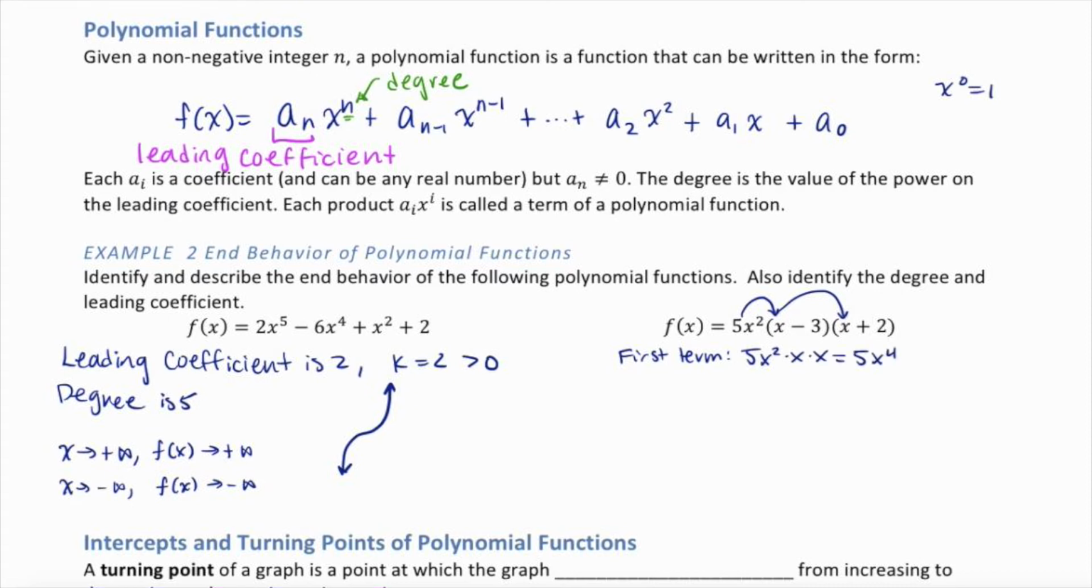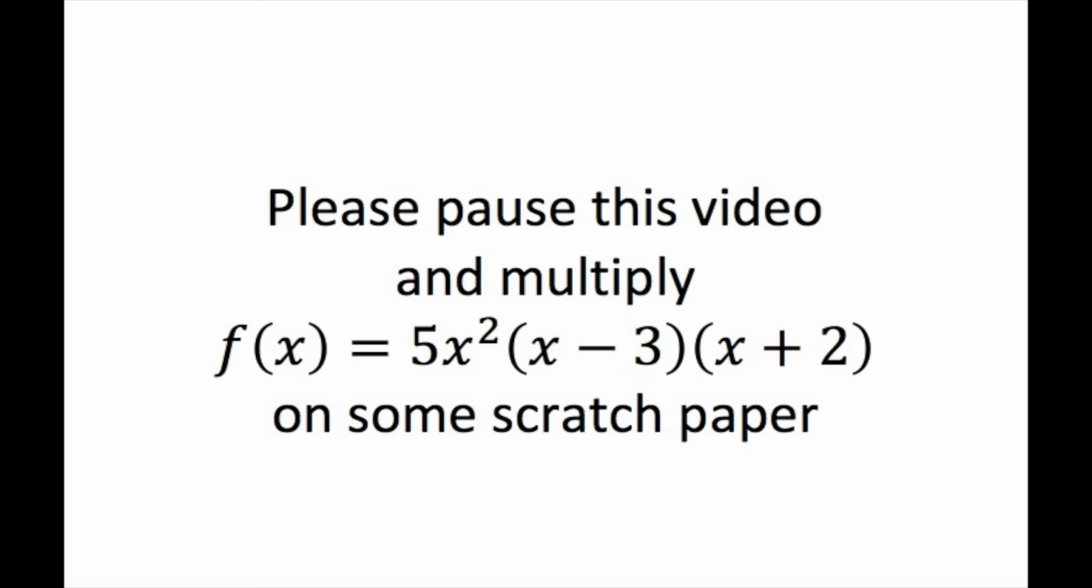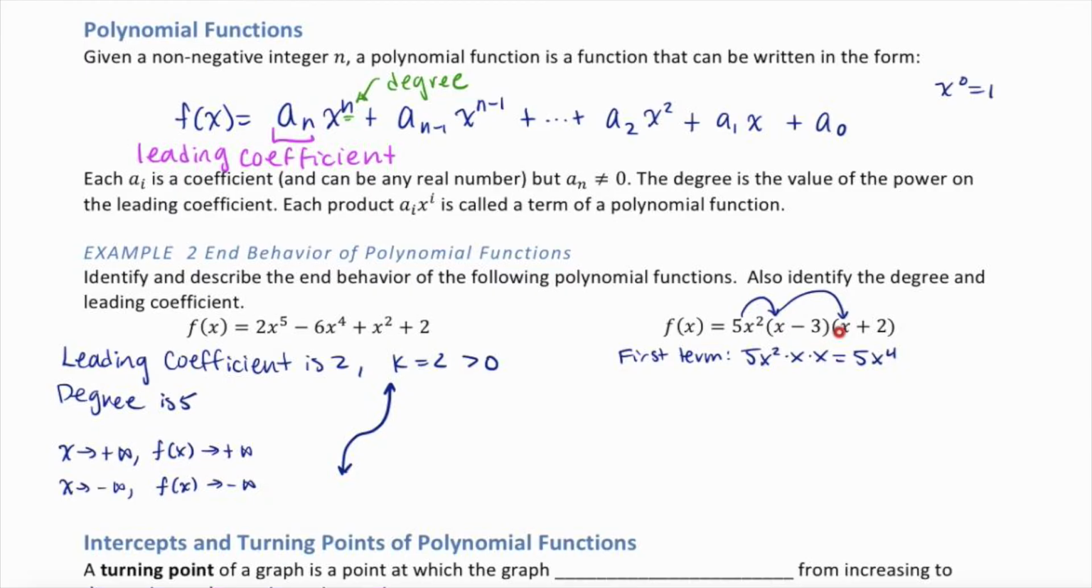If you don't believe me, please pause the video right here and multiply this out manually. And actually, if you think you're not going to see this on an exam and get stuck, then please pause the video and multiply this out on scratch paper. This is simply a shortcut for finding the leading coefficient and the degree. The leading coefficient is 5. The degree is 4.